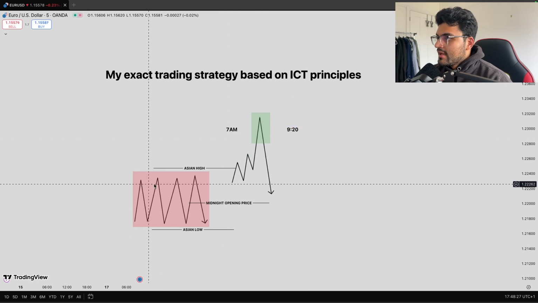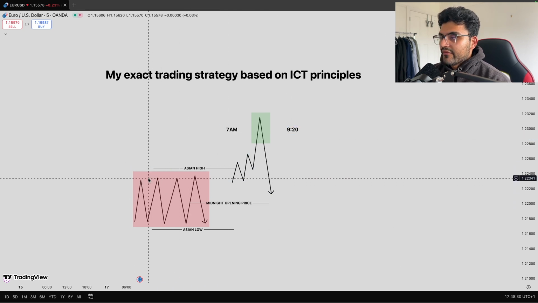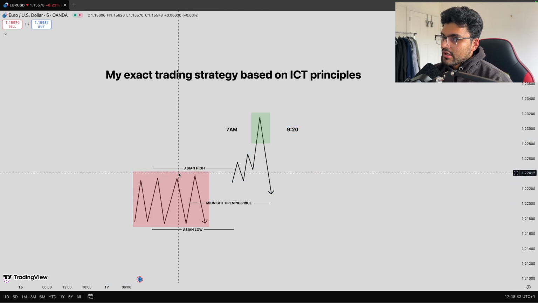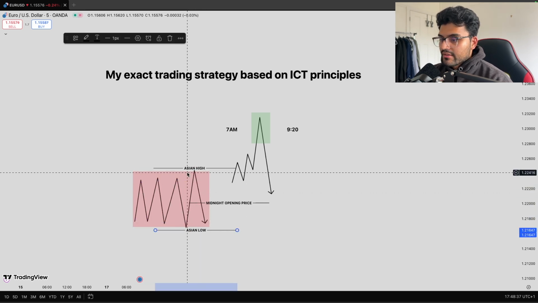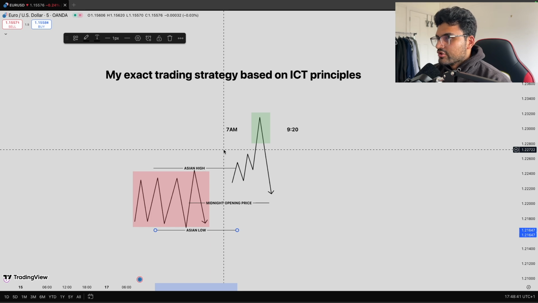So it's very simple. The Asian session is between midnight and 5 a.m. UK time. You want to basically mark out the highest point and the lowest point of that session, which is the Asian low and the Asian high. After that, you want to be monitoring the charts between 7 a.m.